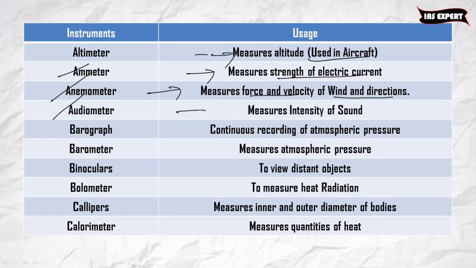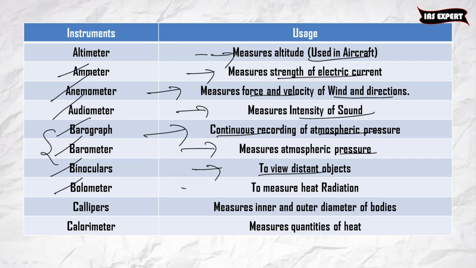Audiometer. This instrument measures intensity of sound. Barograph. This instrument continuously records atmospheric pressure. Barometer. This instrument measures atmospheric pressure. Please remember there is a difference between barograph and barometer. Binoculars. This instrument is used to view distant objects. Bolometer. This instrument is used to measure heat radiation.